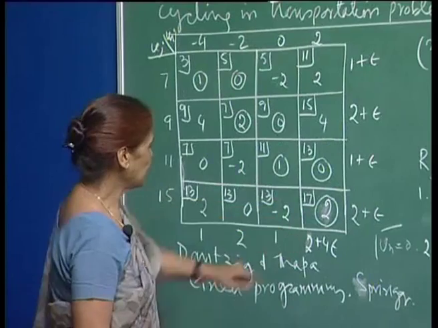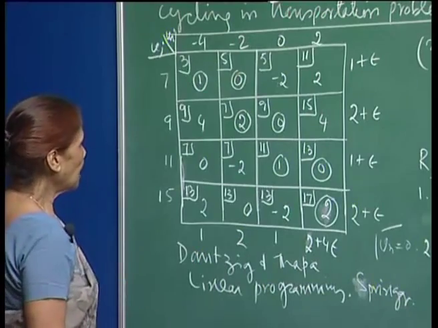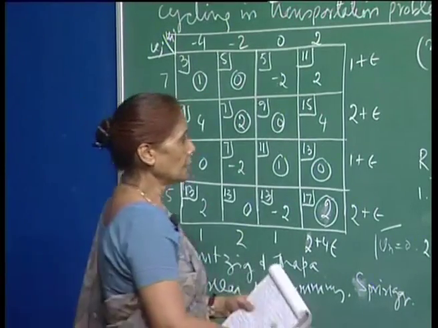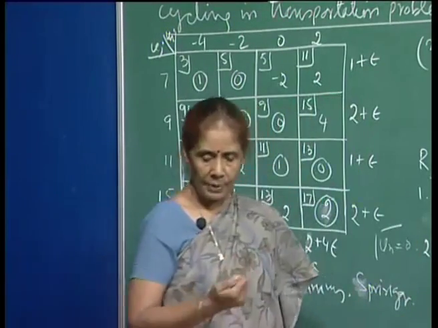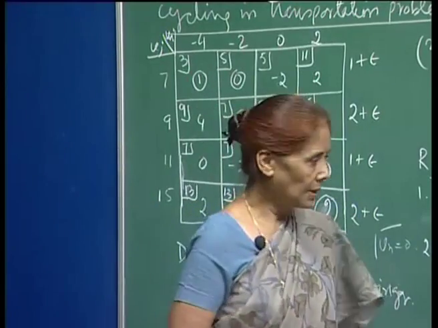This was a basic cell, I did not show it. Okay. So, now I want to give you the rules for preventing cycling, another new method, and this is called the perturbation method.